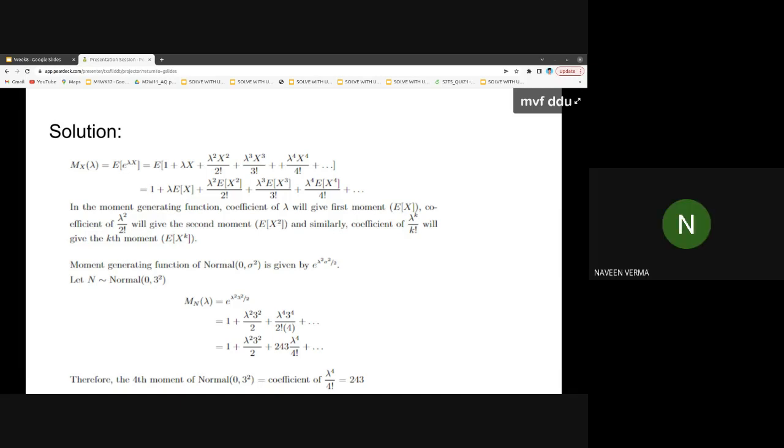Where is the link? How to toggle, sir, between the slides? You can toggle, right? Just go to that page. You can see, you can toggle between different slides.